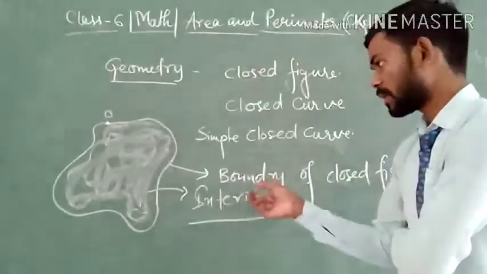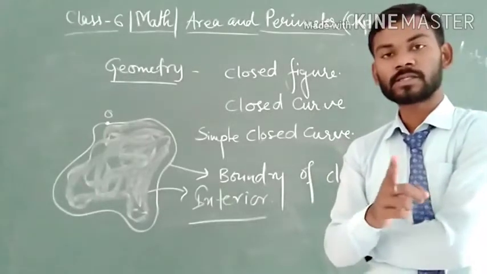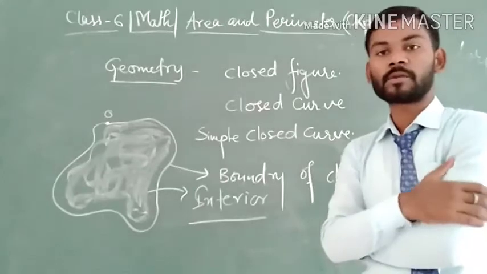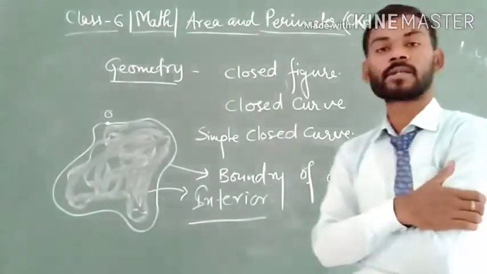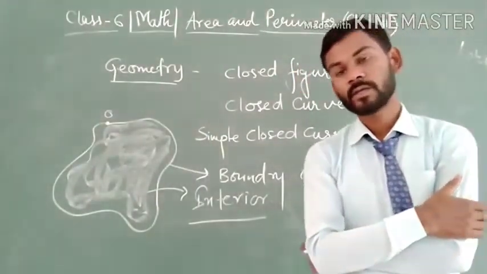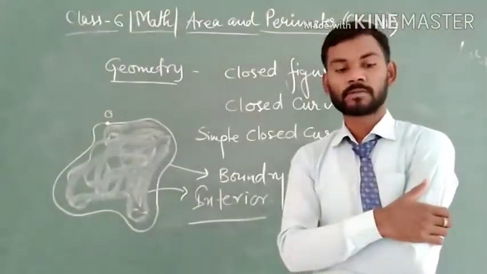Similarly, this interior is said to be area if it has its measurement. If we find out the measurement of this interior region, then this interior region is known as area. Okay, so I hope it is clear what area and perimeter are.